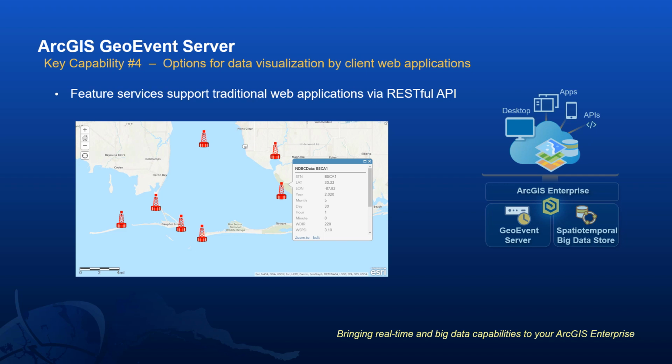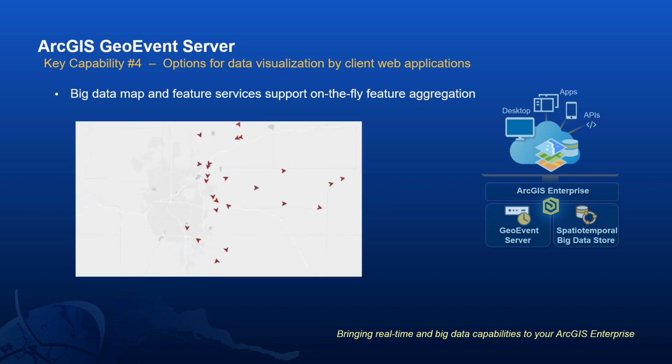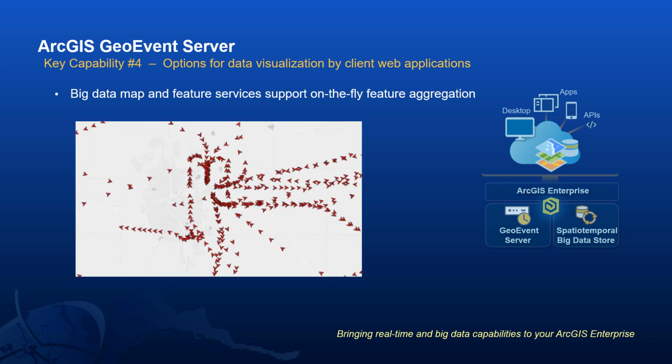In the example you see here, a simple feature service has been used to display the real-time location and attribute data of buoys as feature records in a web map. This data is, of course, stored in an enterprise geodatabase. In certain scenarios, though, it can become quite difficult to distinguish discrete features when they start to accumulate in the thousands or millions on the web map.